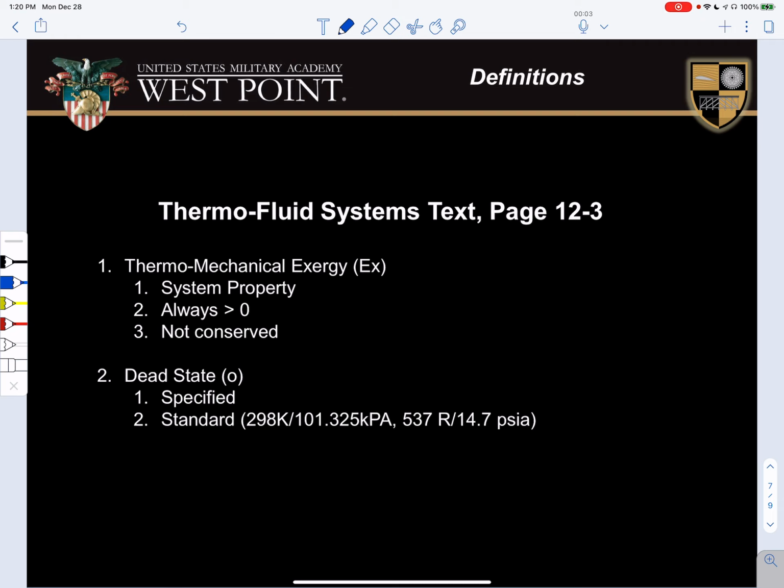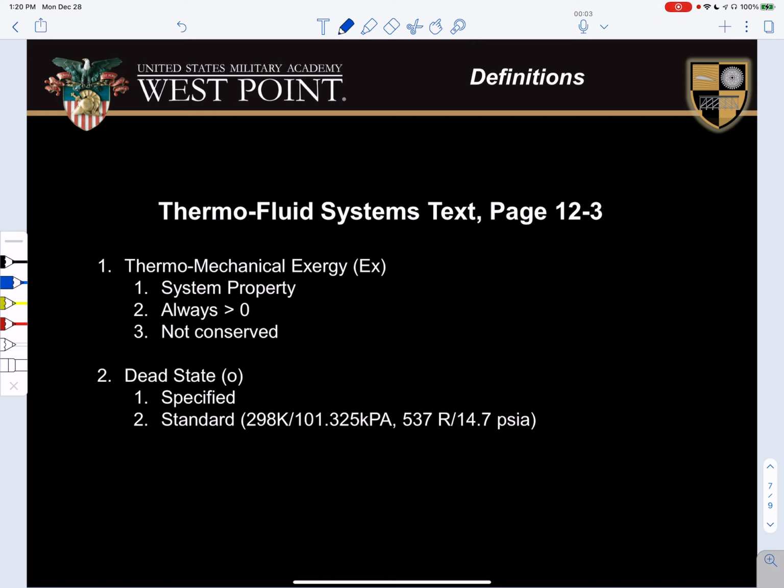Okay, at this point, you should be open in your textbook to page 12-3, and we're going to talk about some definitions here. Thermomechanical exergy, or EX, that's the property that we're going to call it, is the maximum potential useful work that could be produced by a system interacting with its surroundings. It's a system property, which means it can be extensive or intensive. So it can have a mass term in it, or it can be per unit mass. And so it's going to have units like energy or energy per unit mass.